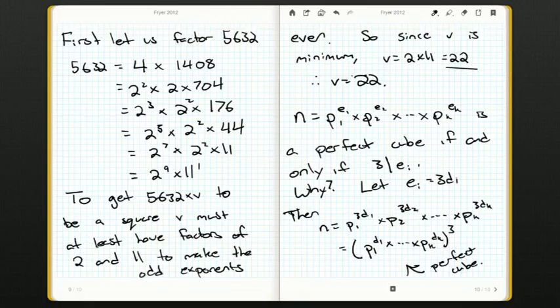And you can generalize this rule for any power. So if you want 4th powers, each exponent's got to be a multiple of 4. You want 5th powers, each exponent's got to be a multiple of 5. This is sort of basic prime factorization stuff.